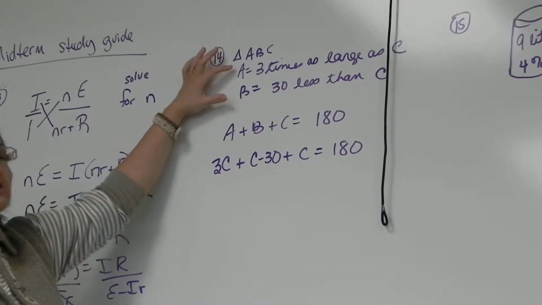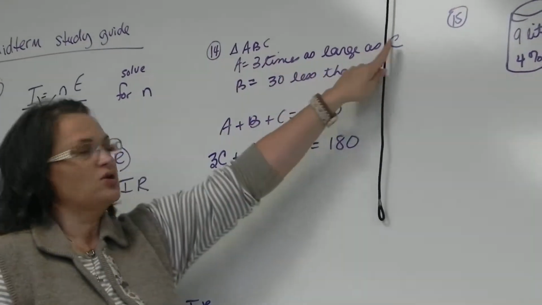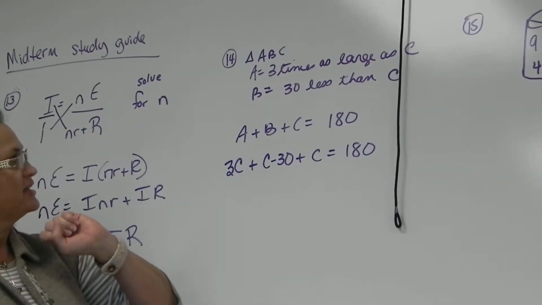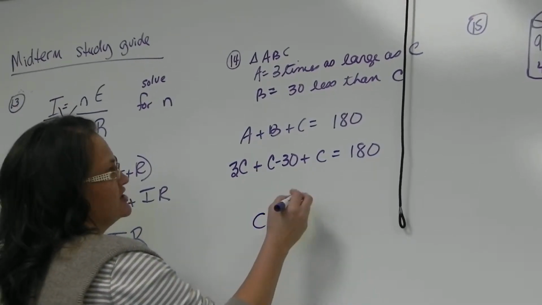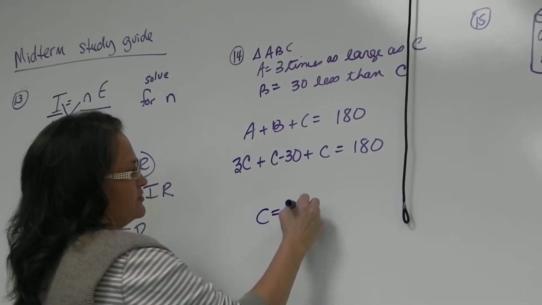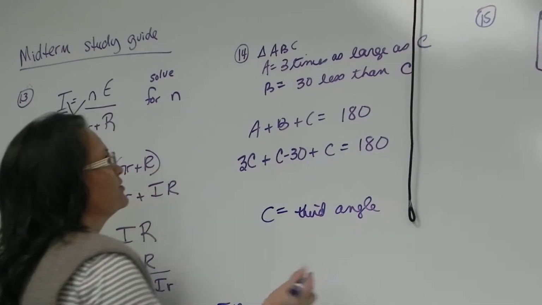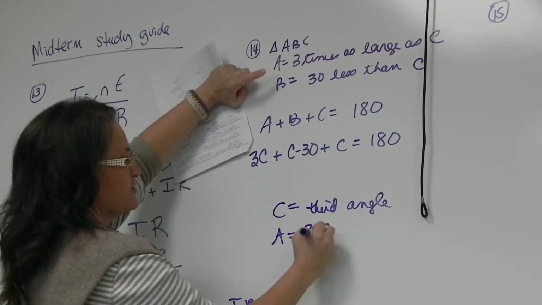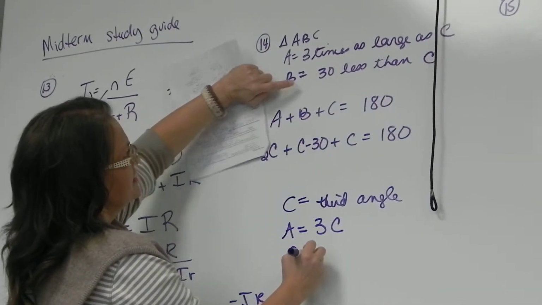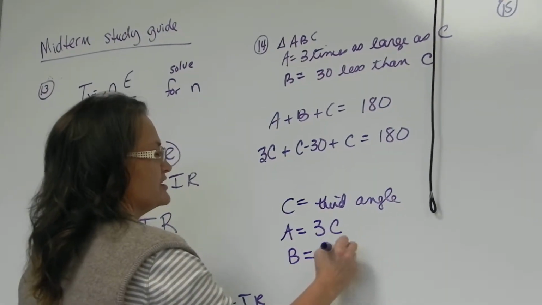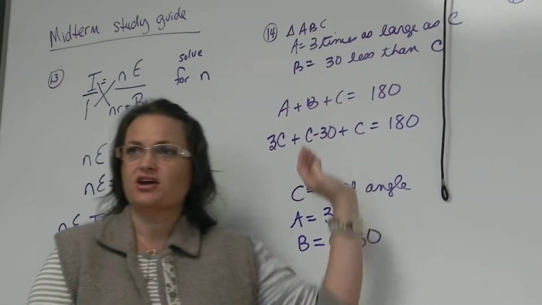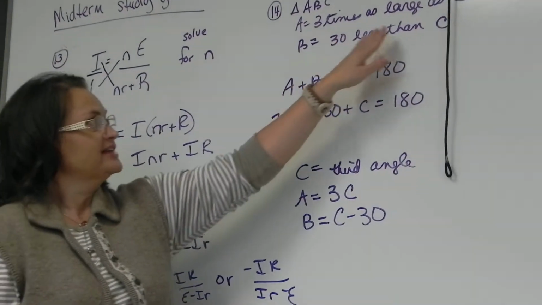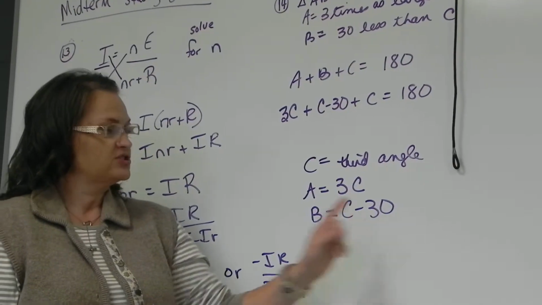The clues give us what we need. It says angle A is 3 times as large as C. So I let C be my base unknown variable. C is just on its own, the third angle of the triangle. And then angle A is 3 times C, which would be 3C. And B is 30 less than C, so C minus 30. If you don't catch that, when it says less than, you've got to put the 30 in the back of it. If you put 30 minus C, it'll be wrong. 30 less than has to be thrown to the back, C minus 30.